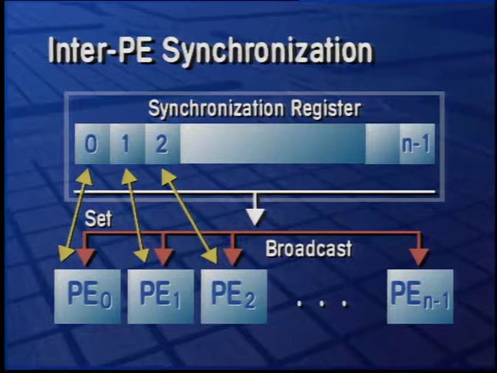There's a circuit which constantly monitors whether all the bits in the registers become 1 for a provided subset of the processing elements. As soon as all the bits become 1, then the ready signal is broadcast to all the processing elements so that they can proceed with the subsequent instruction streams. The lock-unlock type synchronization is also supported in the VPP500 system.